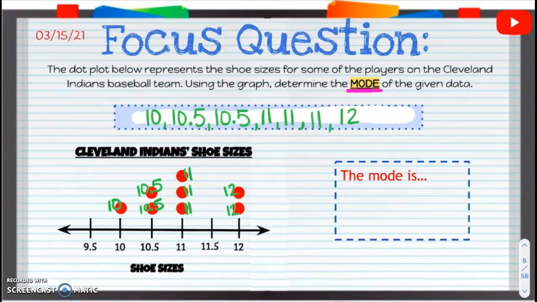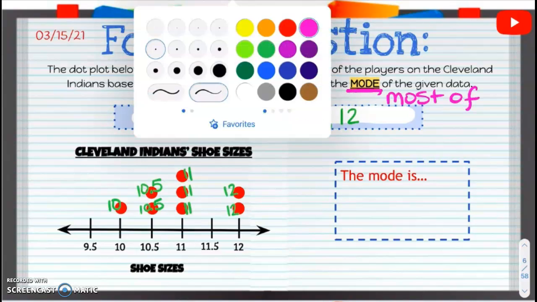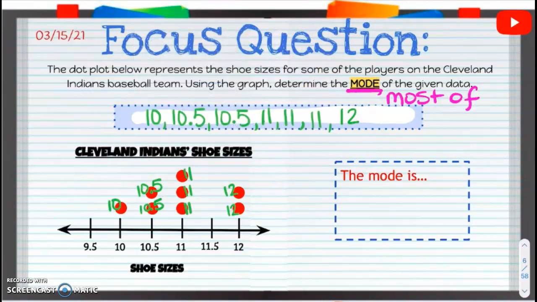The mode, remember, is the number we see the most of. So what is the number we see the most of? We see 11 3 times. So our mode is going to be 11. And that is it for our focus question. Great job.